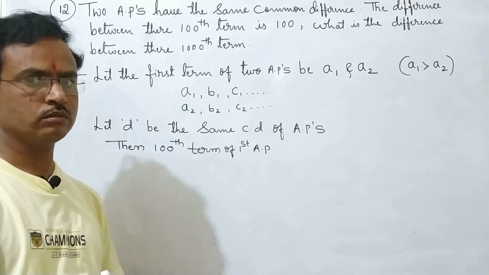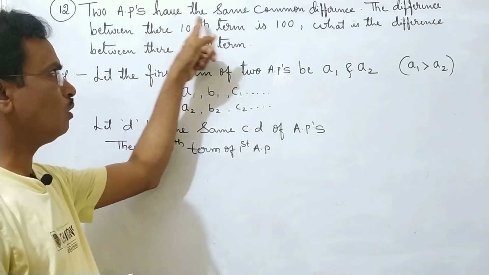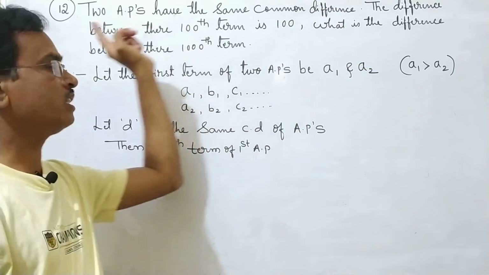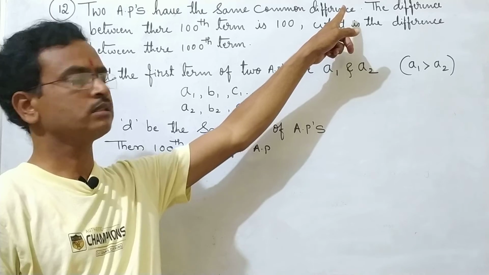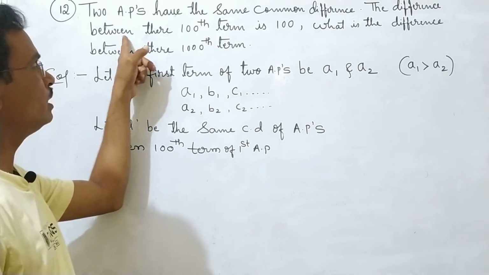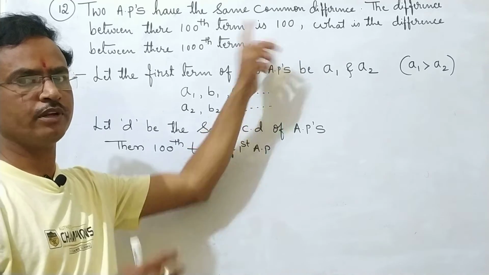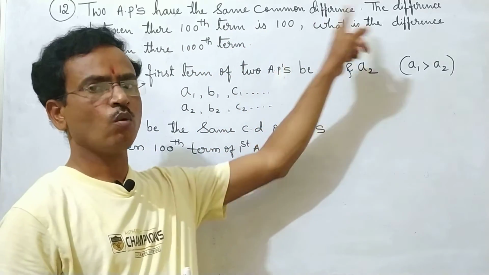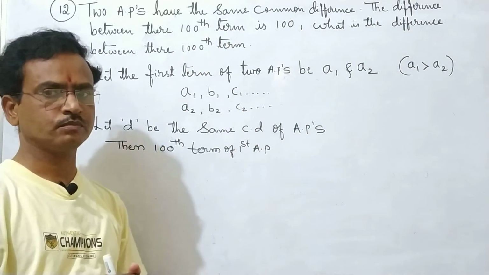12th question. Two arithmetic progressions have the same common difference. The difference between their 100th term is 100. What is the difference between their 1000th term?